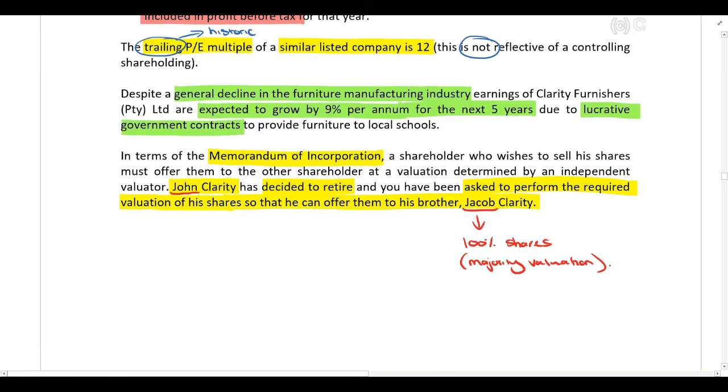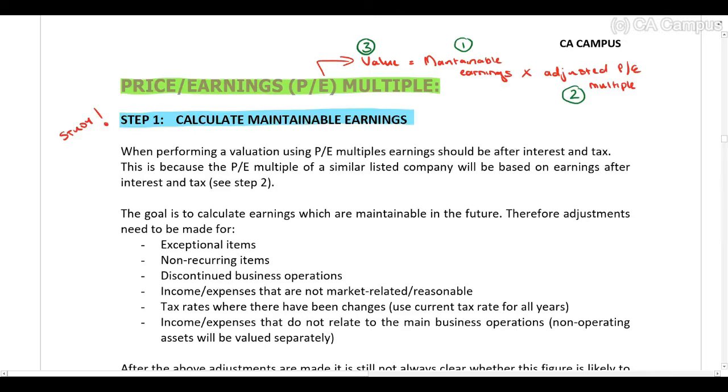We are now going to perform this calculation by working through the steps that I provided you with. So go back to step 1. In step 1, we need to calculate maintainable earnings. Now please note, when you are performing this calculation, the earnings must be after interest and tax. And the logic behind that is, when we multiply by the adjusted PE multiple, the multiple of the similar listed company is also after interest and tax.